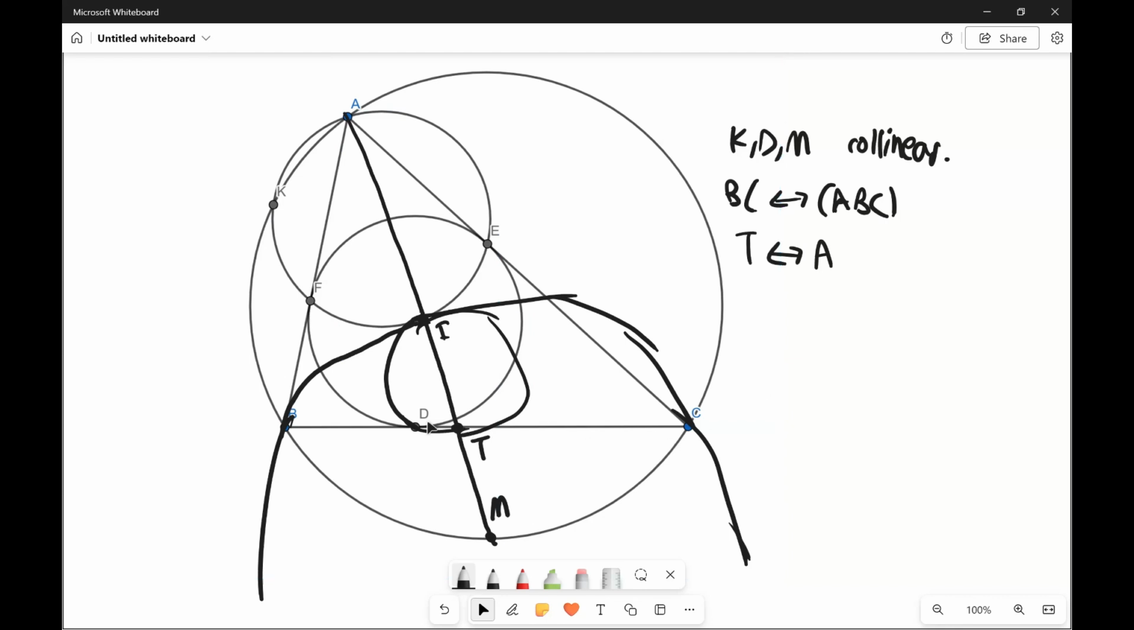But we all know that this is just the point D, sorry, because D is the foot of the altitude from I to BC. And so we get that K and D are inverses. And in particular, this implies that M, K, and D are collinear. So if I clear up the diagram a bit, let me go ahead and erase things.